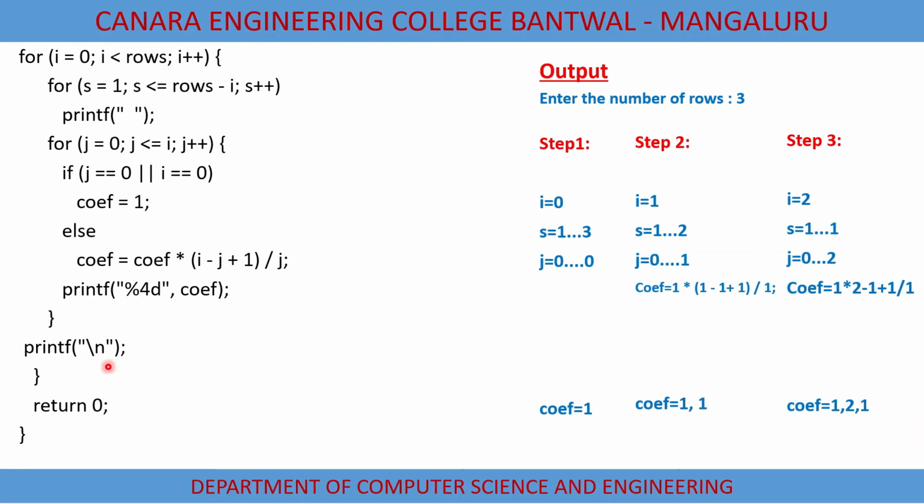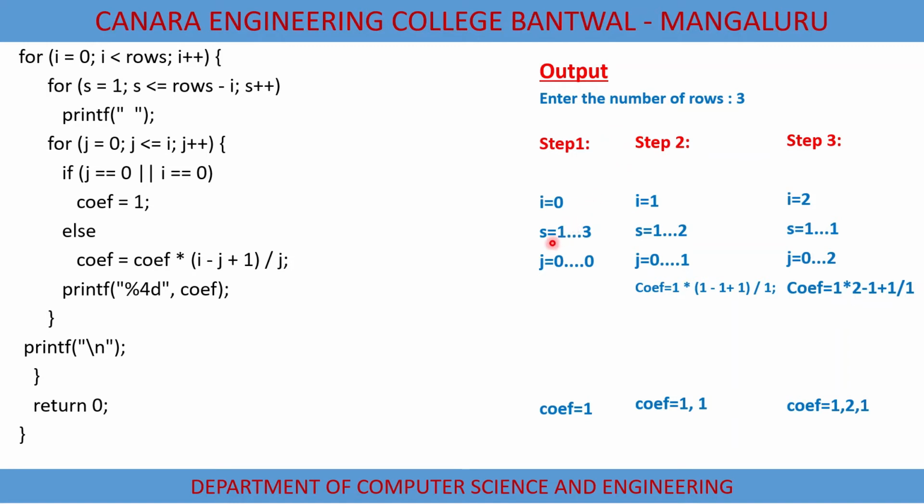Now we'll take one small example and try to analyze this program. I'll take a row value of 3, that is rows is equal to 3. We'll see how exactly this program works. So in the first step, when i is equal to 0, it enters the loop as i is less than rows, that is i is less than 3 in our case.